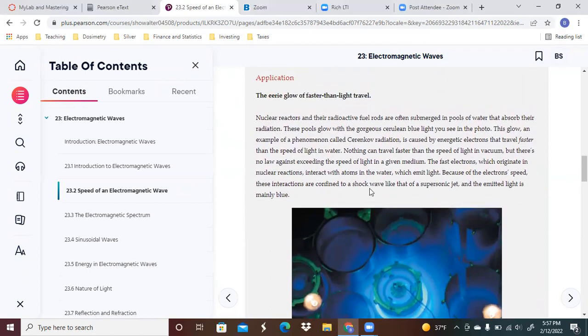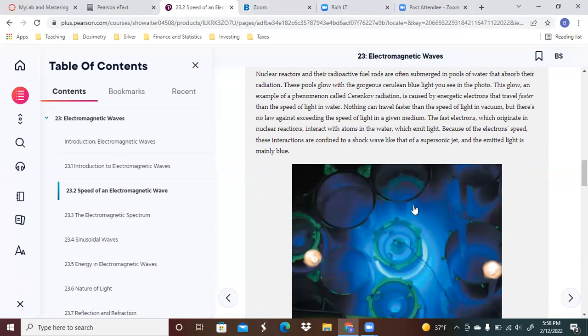This is an interesting little application here. Nuclear reactors and their radioactive fuel rods are often submerged in pools of water that absorb the radiation. And these pools glow with the gorgeous cerulean blue light you see in the photo. This glow is an example of a phenomenon called Cherenkov radiation, and it's caused by energetic electrons that travel faster than the speed of light in water. Nothing can travel faster than the speed of light in a vacuum, but there's no law against exceeding the speed of light in a given medium. So the fast electrons, which originate in nuclear reactions, and that's a whole other chapter, interact with atoms in water, which emit light. And because of the electron speed, these interactions are confined to a shock wave like that of a supersonic jet, and the emitted light is mainly blue.